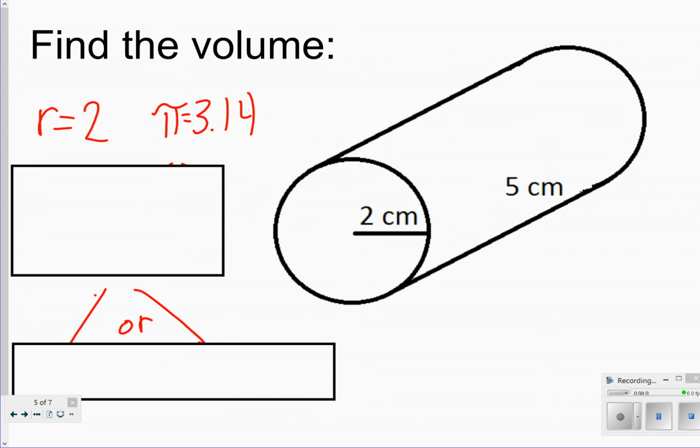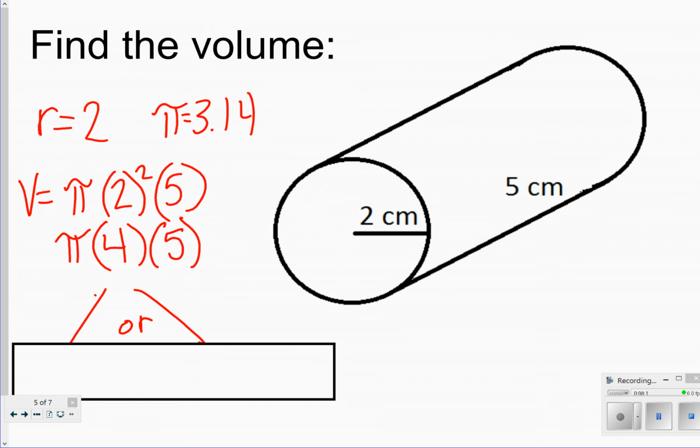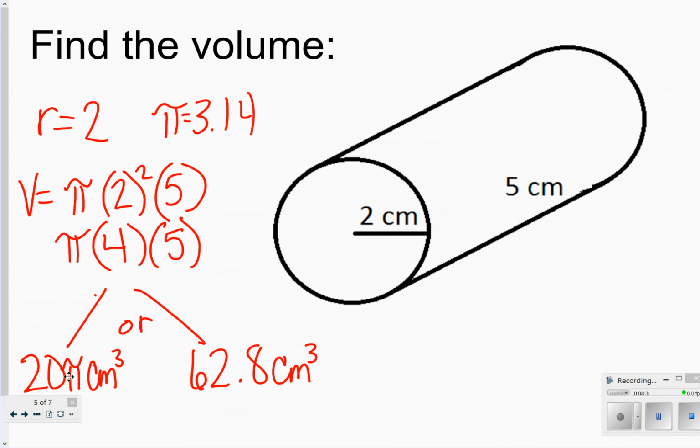All right, let's use this information to plug it into our formula and solve. So we can do that pi times the radius squared times the height. So pi times 4 times 5. And then we have two ways of writing our final answer, one with pi and one without pi. So let's go ahead. One with pi is 20 pi centimeters cubed. And if we calculate with pi, the other number would be 62.8 centimeters cubed. And again, that's just an approximation. So hopefully you got one of those answers.